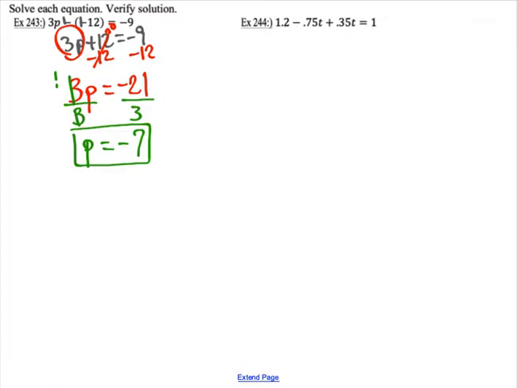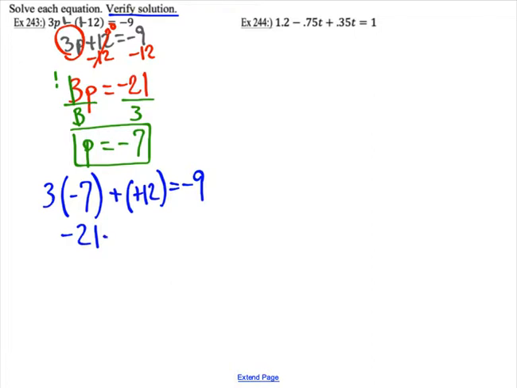Next, we're going to check the solution, or verify the solution. 3 times p, negative 7, minus negative 12 is negative 9. So 3 times negative 7 is negative 21, minus negative, so negative 21 plus 12 is negative 9. And that is true. So we have verified our solution.